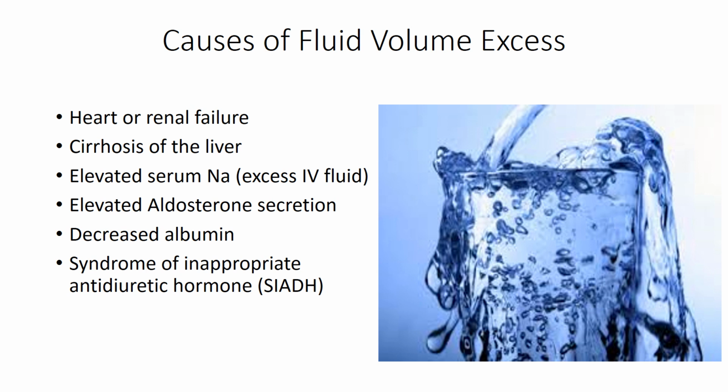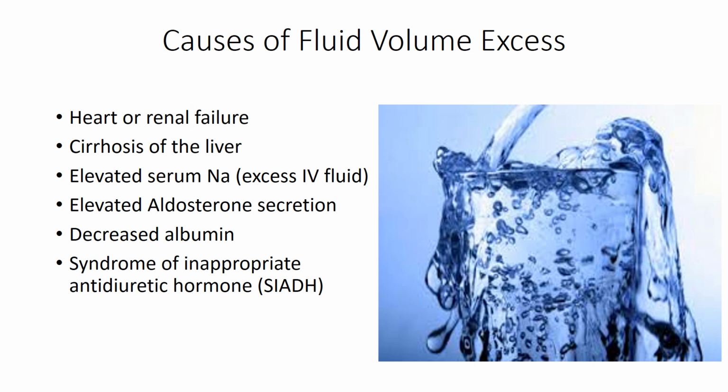Causes of our fluid volume excess. Heart and renal failure. What happens? We swell, don't we? We have third spacing out of volume issues. Cirrhosis of the liver. We have portal issues, don't we? Which causes fluids to shift, and that's why we get that big distended belly, swollen, third spaced, portal hypertensive looking body.